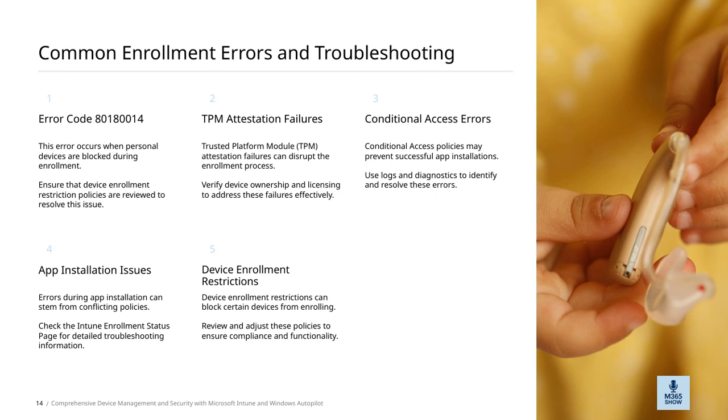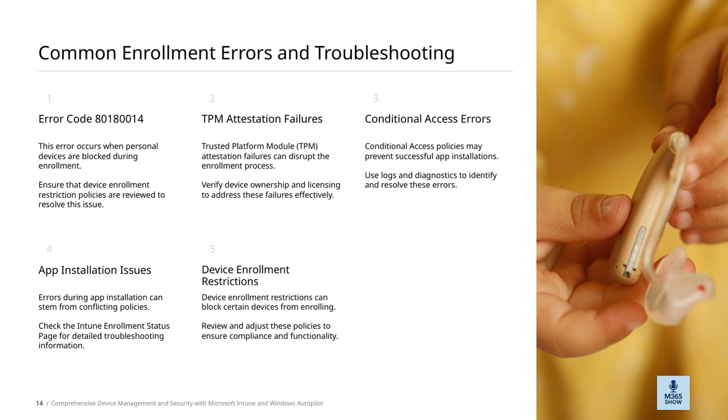These often stem from conflicting policies within Intune. To diagnose these issues, checking the Intune enrollment status page can provide detailed troubleshooting information, helping us pinpoint exactly where the problem lies. Conditional access policies can also interfere with app installations. If these policies are too restrictive, they might prevent apps from installing successfully. Using logs and diagnostics can help identify these errors and guide us towards the right resolution.